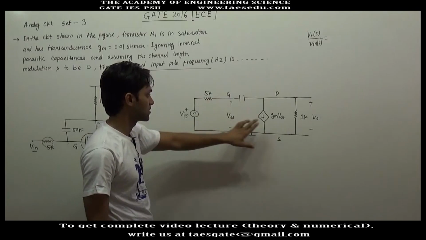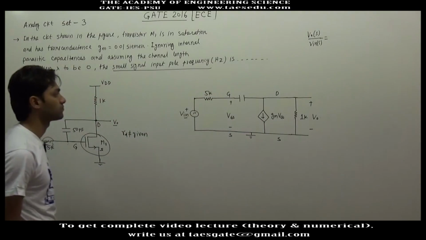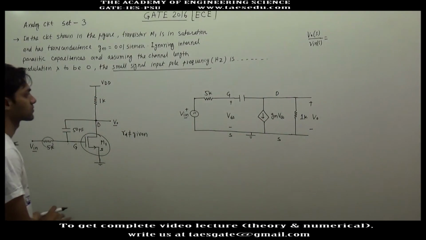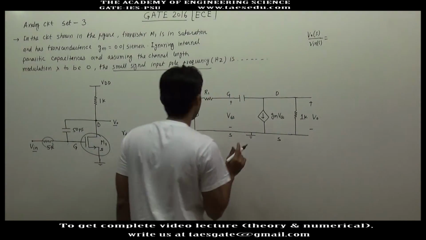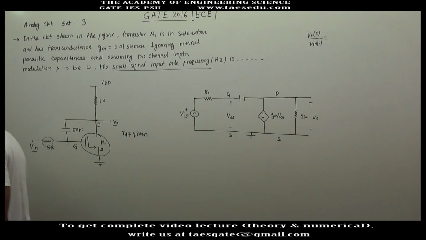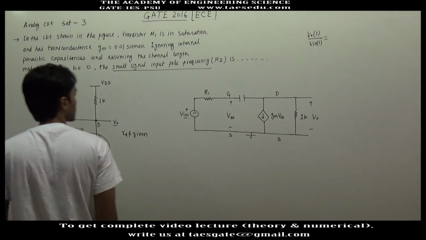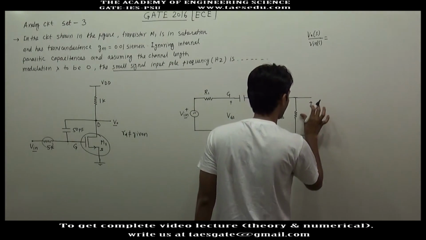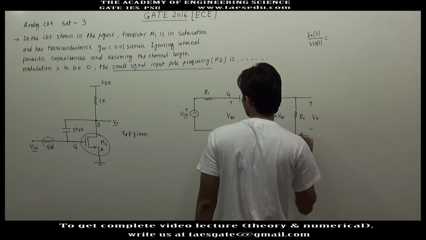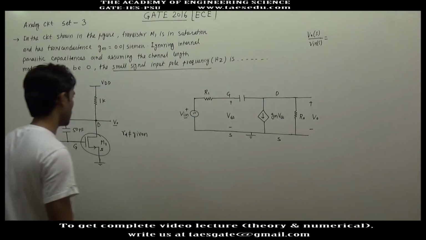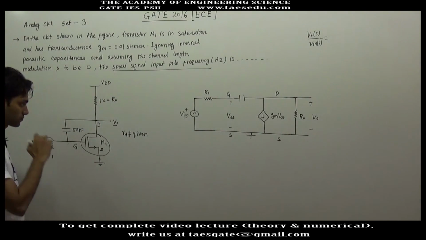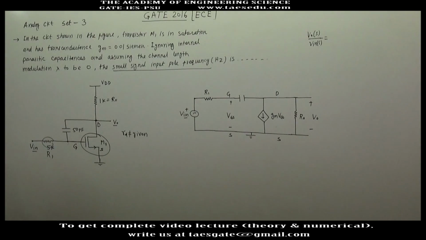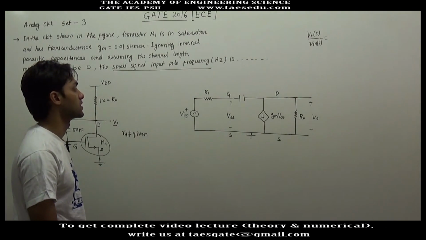Okay, this is VGS, this is GM into VGS. Let us take this resistance as R1, and this resistance as R0. R0 equal to 1 kilo ohm and R1 equal to 5 kilo ohm. This is R0, this is R1. So we have to find out V0 S divided by V input S.